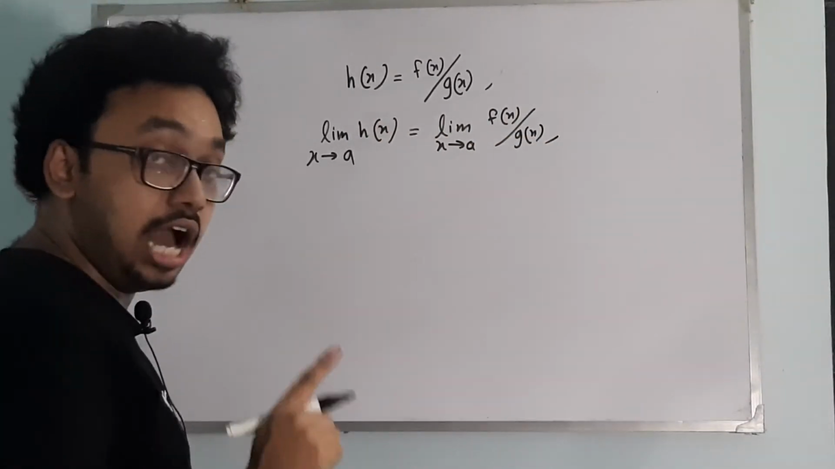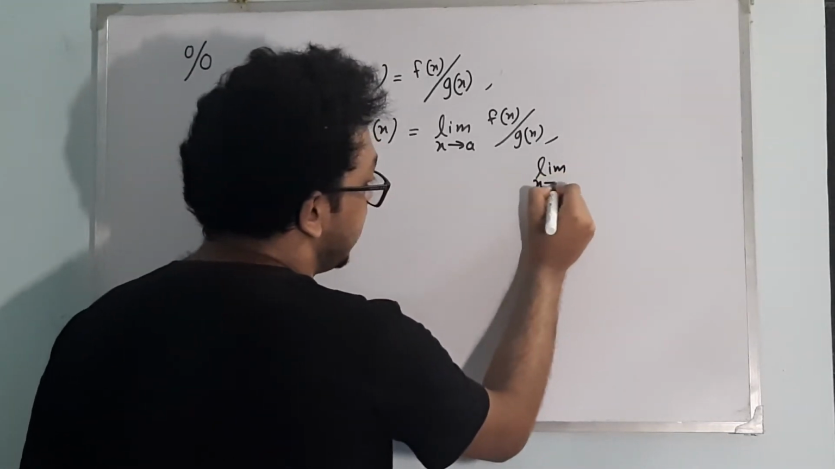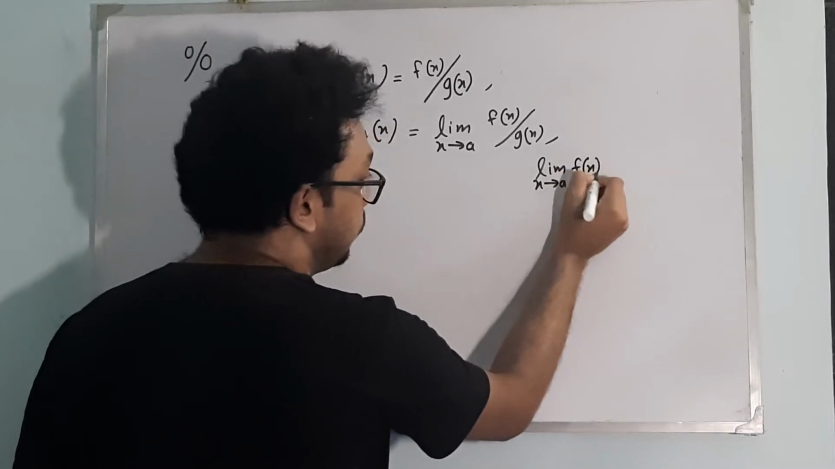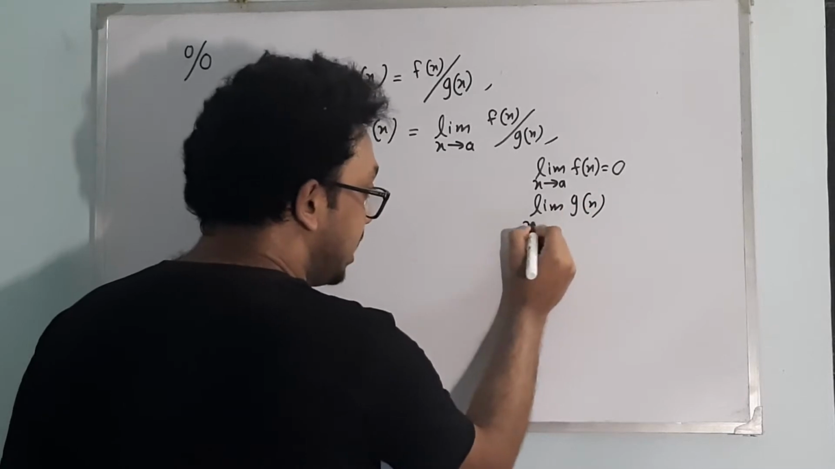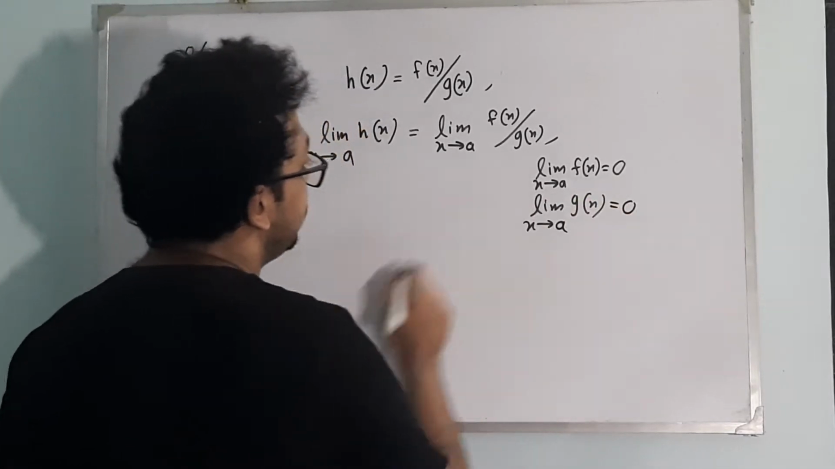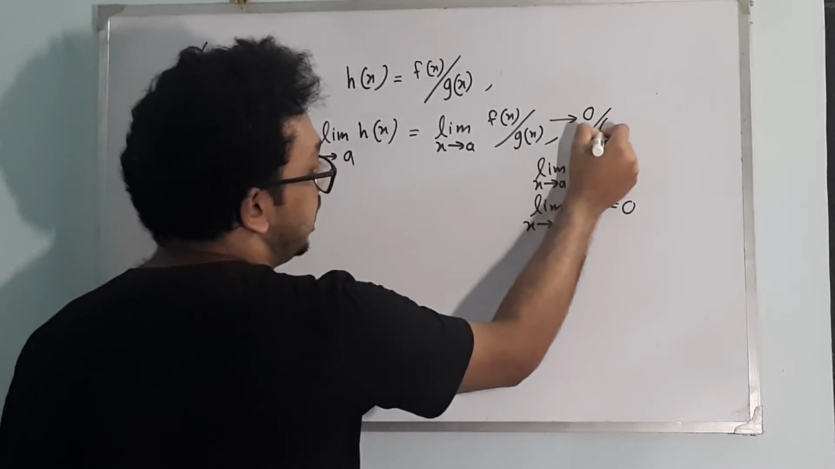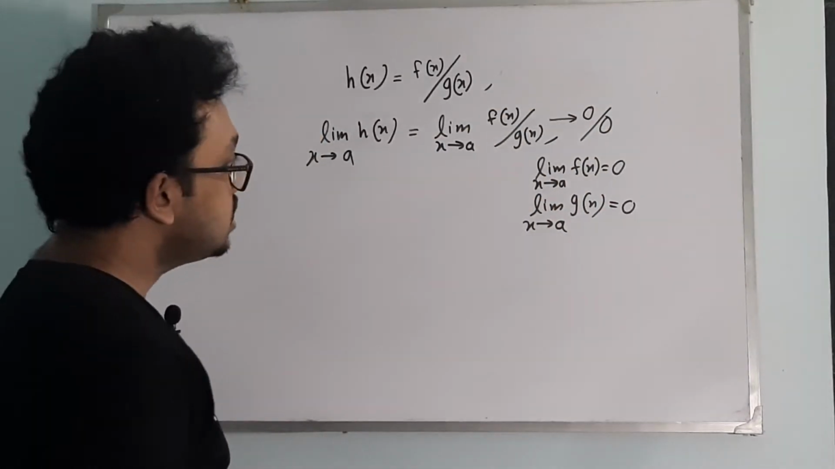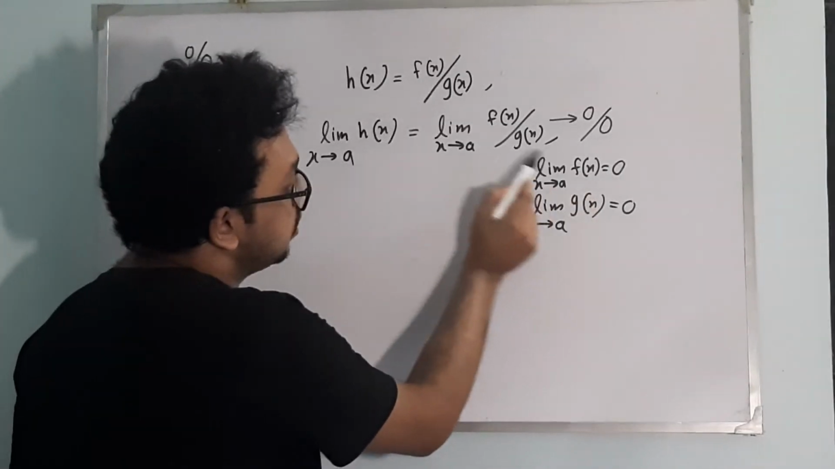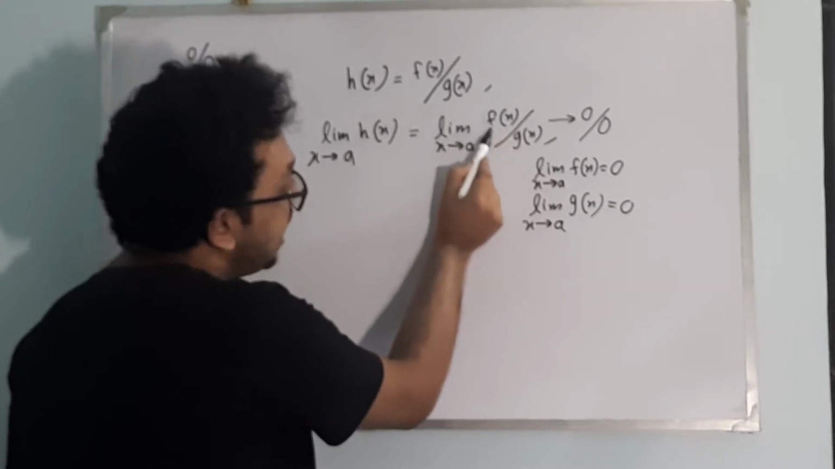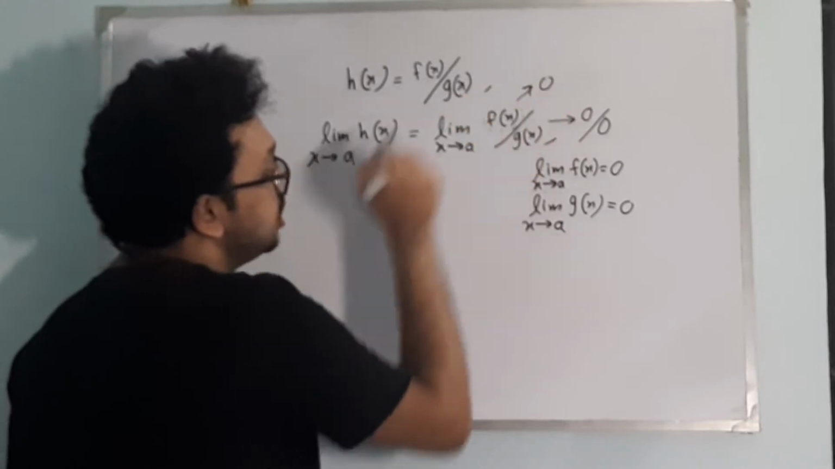Clear? Now if the limit as x tends towards a of f(x) is 0, and the limit of g(x) when x is tending towards a is 0, then we will say that this is present in a 0 by 0 indeterminate form. Why? See, if the limit of f(x) when x tends towards a is 0, then clearly this numerator f(x) is tending towards 0.